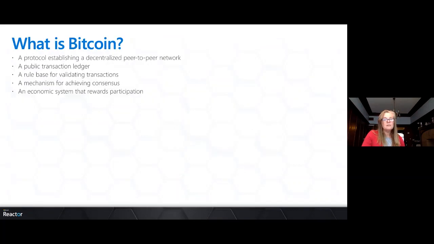All right, so what is it that Bitcoin is? And really what I'm going to talk about right now isn't specifically Bitcoin as much as a model for cryptocurrency. Bitcoin is an implementation of that model. So Bitcoin is actually a protocol established on a peer-to-peer decentralized network. There is no one person or no one entity actually controlling it. It's a public distributed ledger of transactions. There are rules for validating the transactions.